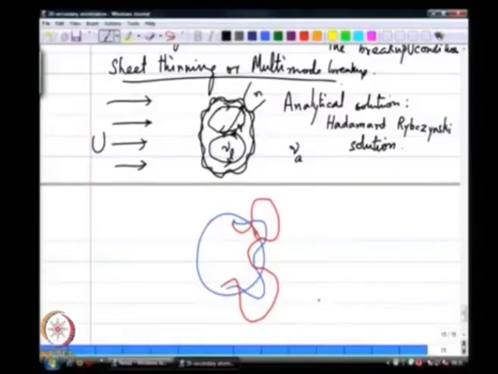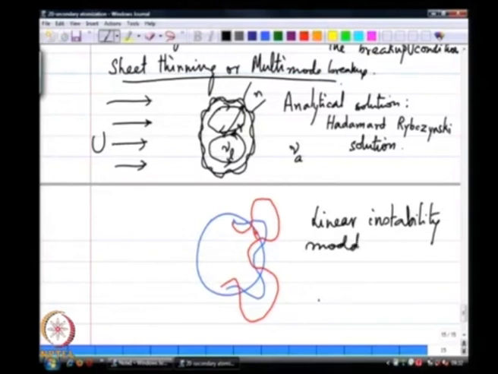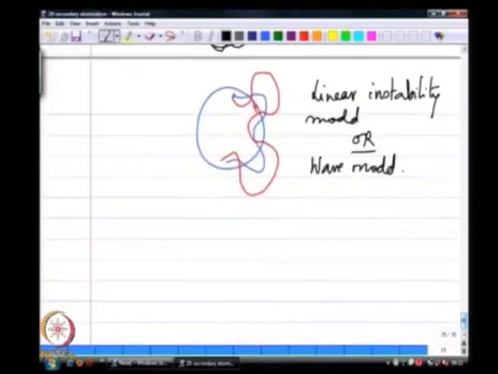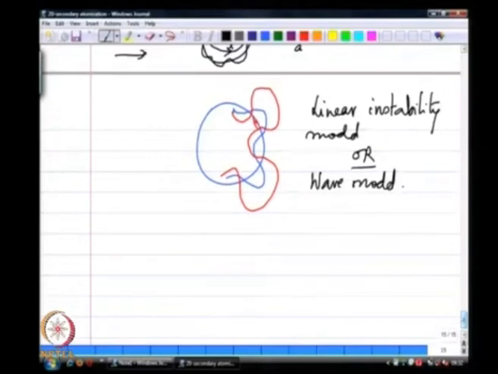This is again called the linear instability analysis based model for secondary atomization, often also called the wave model. But the wave model is a little more than just a linearized instability analysis of the Hadamard-Rybczynski solution. The wave model makes some assumptions.